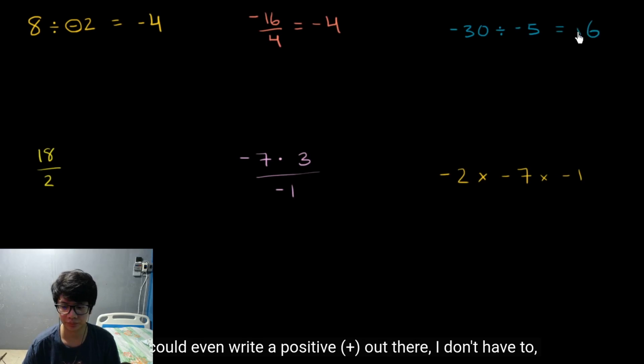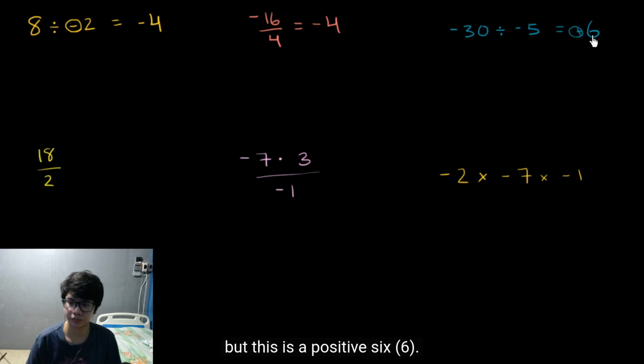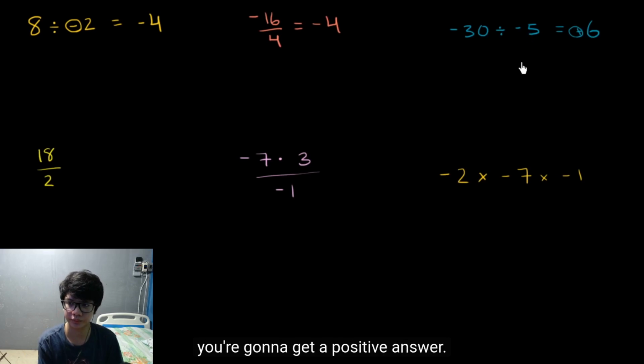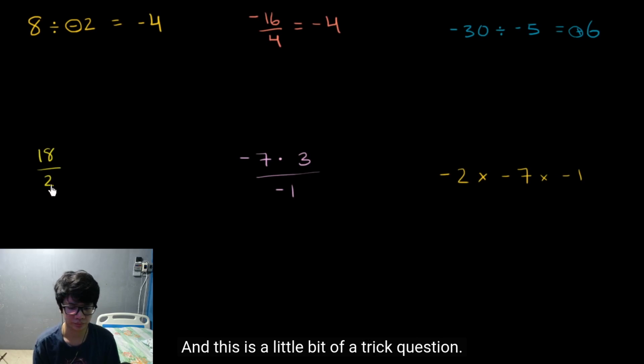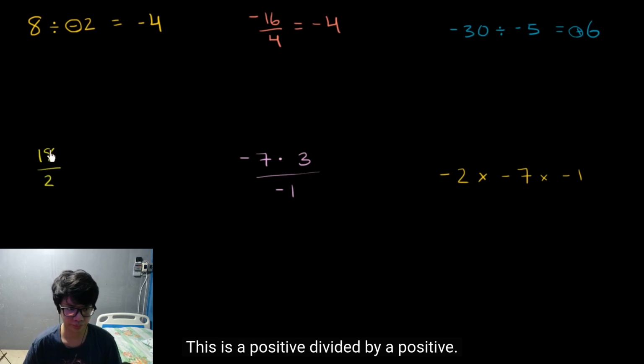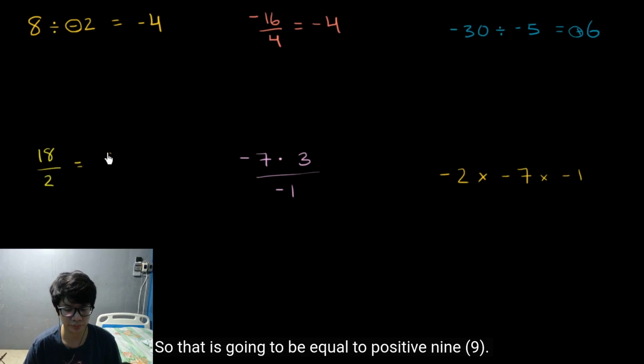And I could even write a positive out here. I don't have to, but this is a positive 6. A negative divided by a negative, just like a negative times a negative, you're going to get a positive answer. 18 divided by 2, and this is a little bit of a trick question. This is what you knew how to do before we even talked about negative numbers. This is a positive divided by a positive, which is going to be a positive. So that is going to be equal to positive 9.